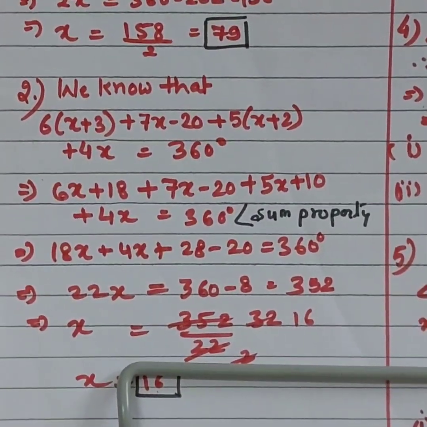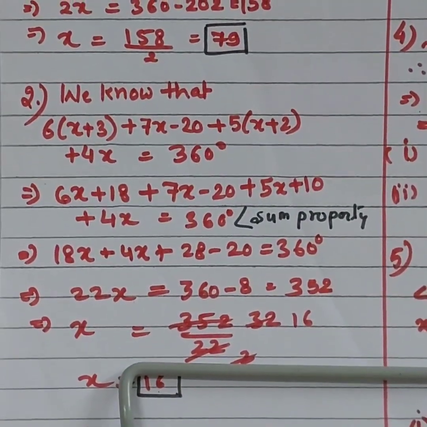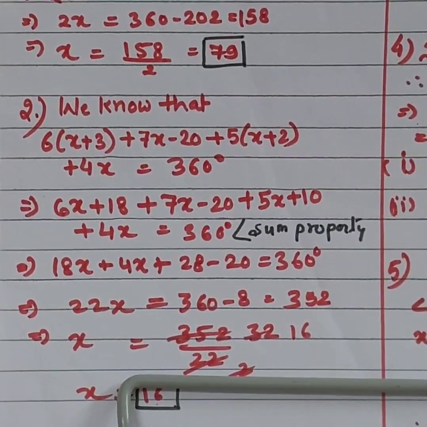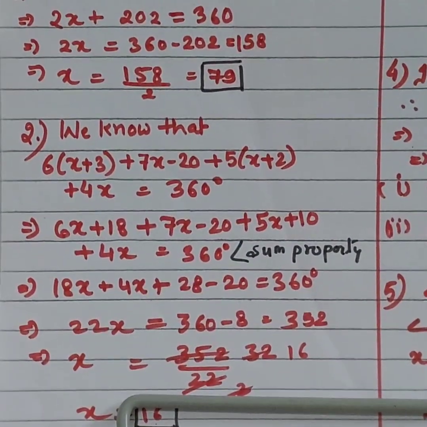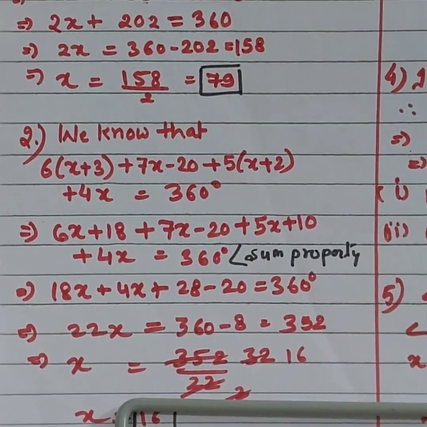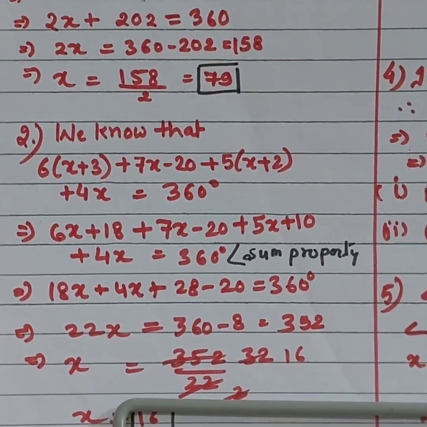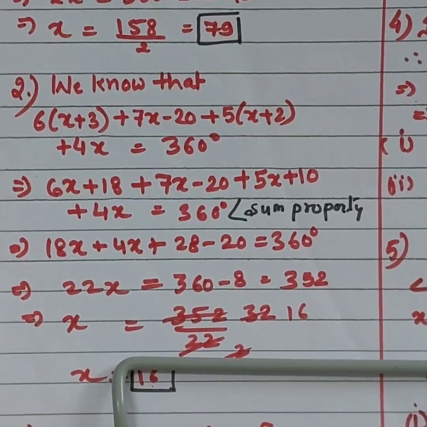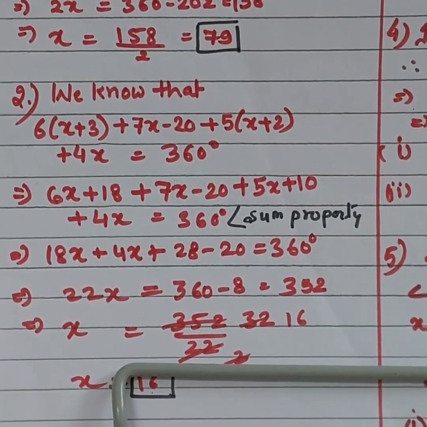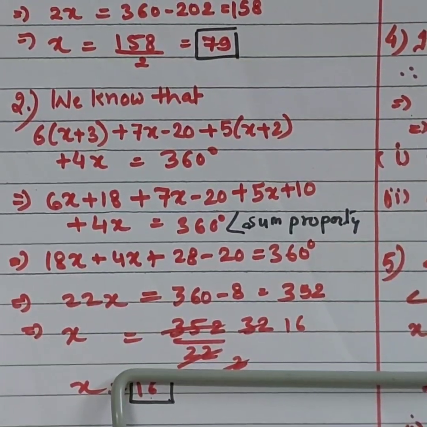So 22x equals 360 minus 8, that is 352. Now x equals 352 by 22. When you cut it through the table of 11, you get 16. Do you understand? So x is the number. Now you have to find all four angles by yourself. So 6 into x plus 3, in place of x you put 16. So 16 plus 3 is how much? 19.